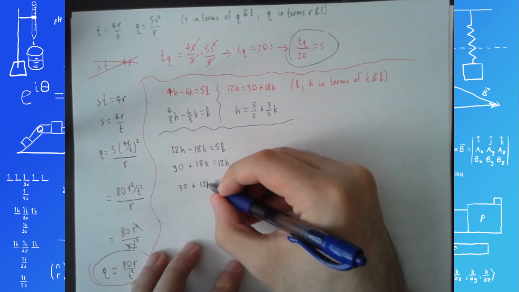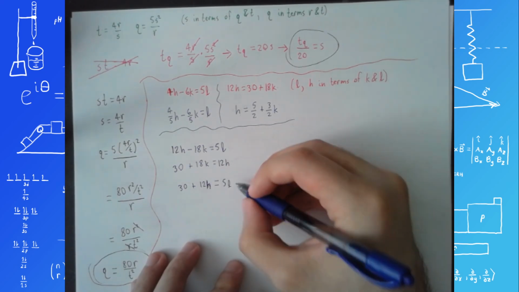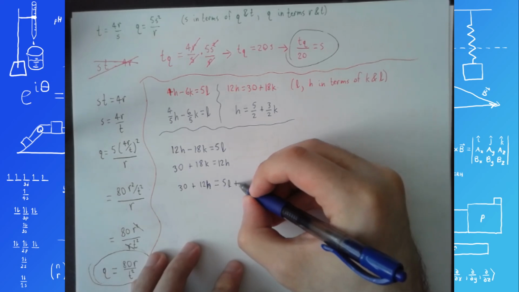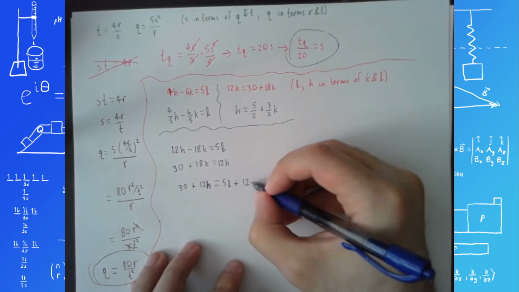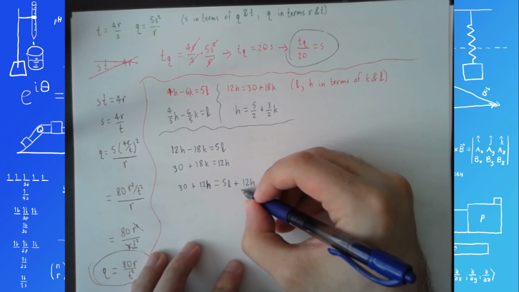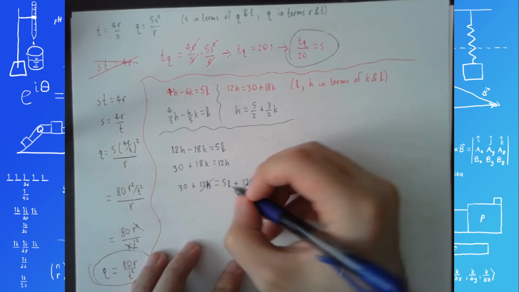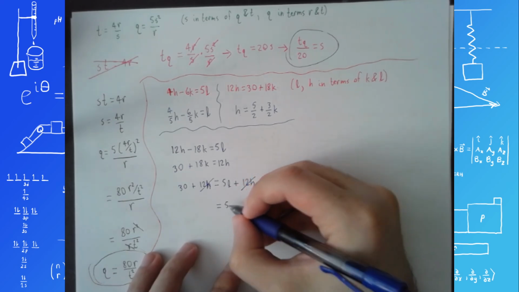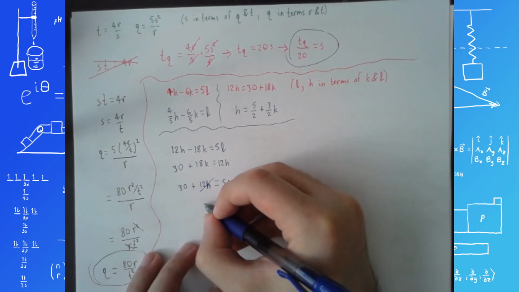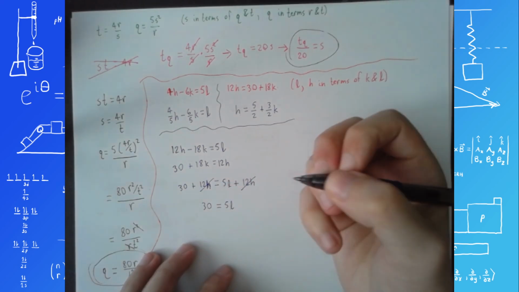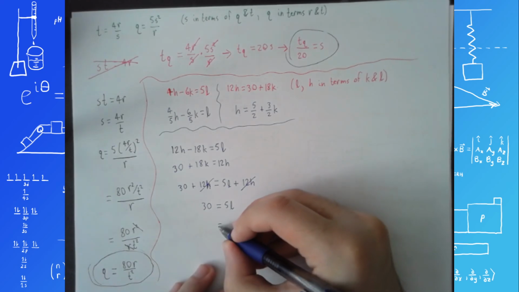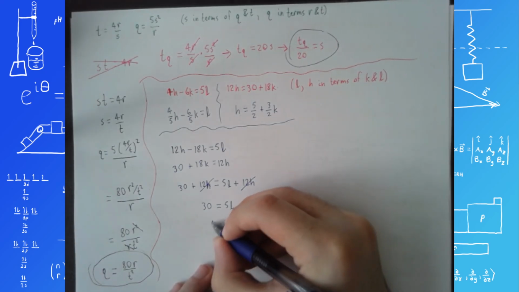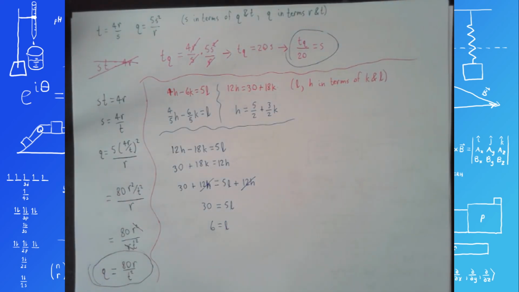Whoops, did I write a k there? 12h is what I meant to write. Equals 5L plus 12h, and would you look at that, you can subtract 12h on both sides. You get 5L equals 30, and L is equal to 6. But not enough information to get a numerical value for h or k.